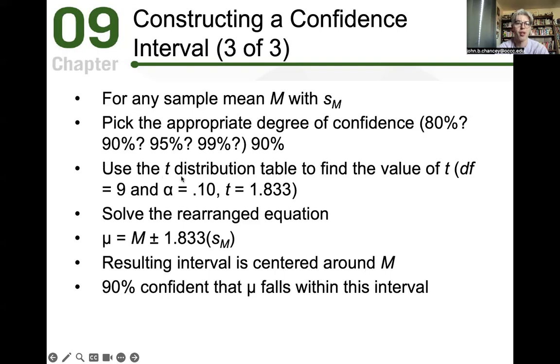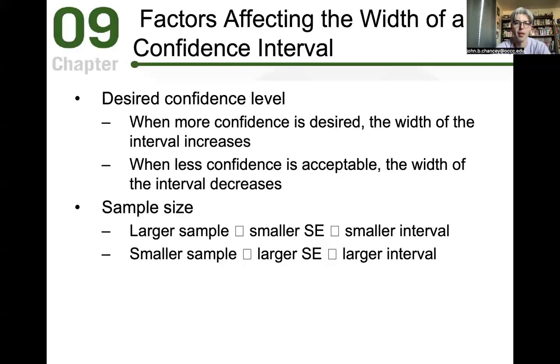So here's just an example of a t distribution table. Find the value of t, degrees of freedom equals 9, alpha level 0.10, and then we have a t equals 1.83. That would be the outcome of our equation. We could then go and plug that in, solve the rearranged equation. We can plug in our mean plus or minus 1.833, and that's going to give us that range of values on both sides, a confidence interval centered around the mean, 95% confident that the population mean is going to fall one side or the other.